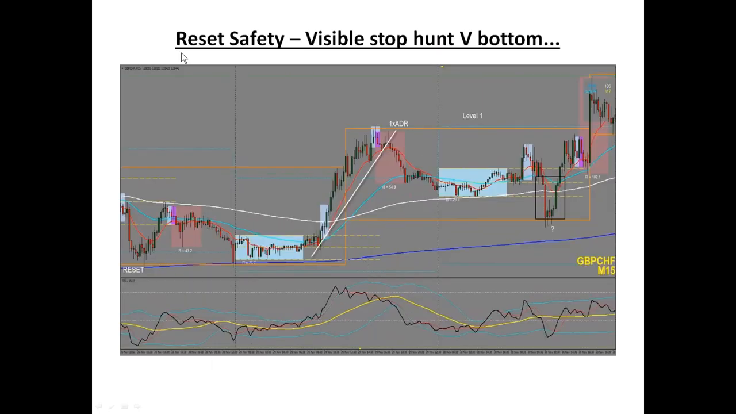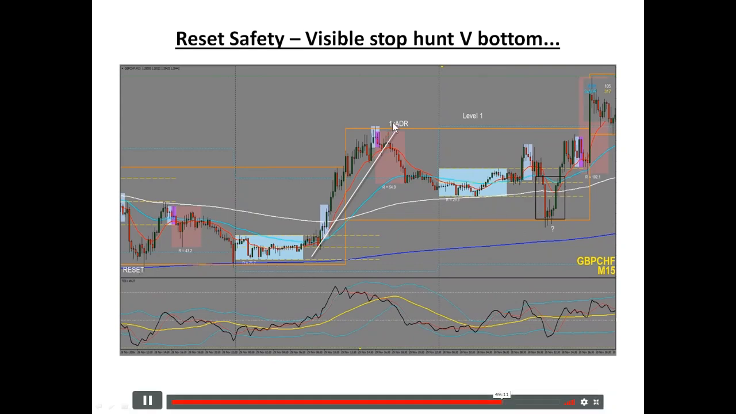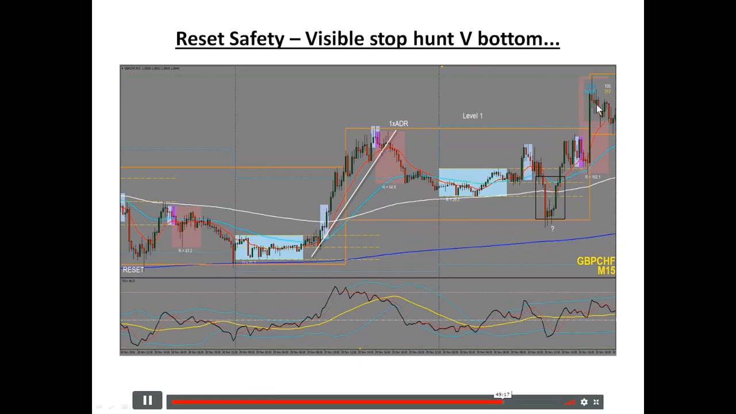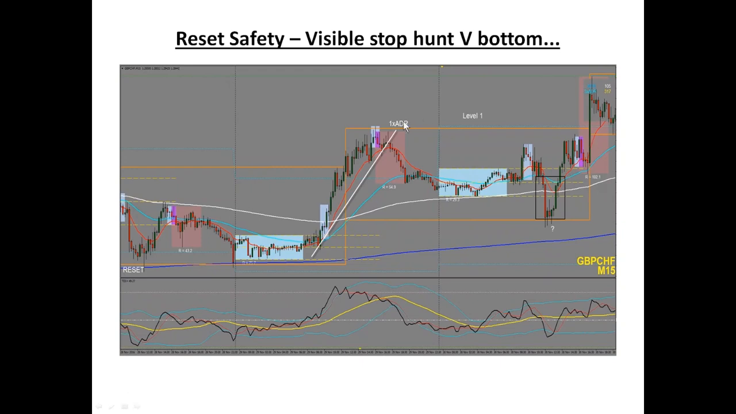Here's an example of that reset safety. Here you see a visible stop hunt, which is a V bottom. Remember WVVM, a visible stop hunt with a V bottom. So they come off this reset off the blueberry, close at 1 ADR, they pull off of it, and I'm waiting for them to hit the stop, which they do. Boom. And then they run. I'm sitting there, like, how do I take this trade?